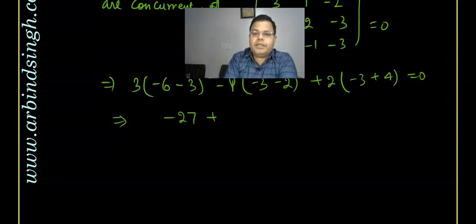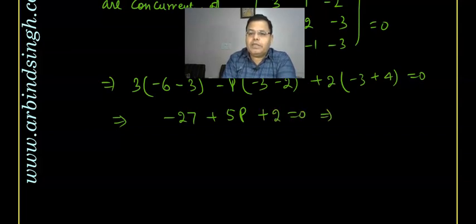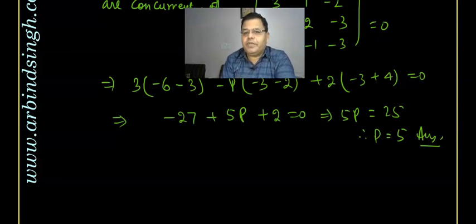Here you can write 5p, minus 3 minus 2 is minus 5, multiplied by minus p is 5p. Plus 4 multiplied by 4 minus 3 is 1, and 1 multiplied by 2 is 2. So 2 is equal to 0, and this implies 5p is equal to 25 and therefore p is equal to 5. So this is another method, just another method. Whichever one you like most, you can go ahead. There is no problem, right?